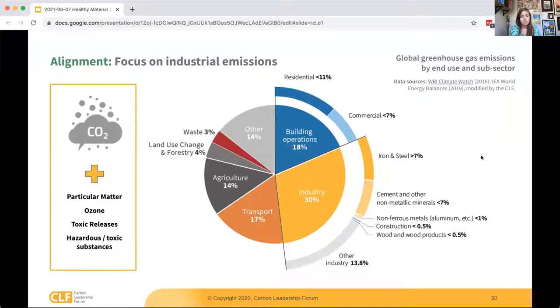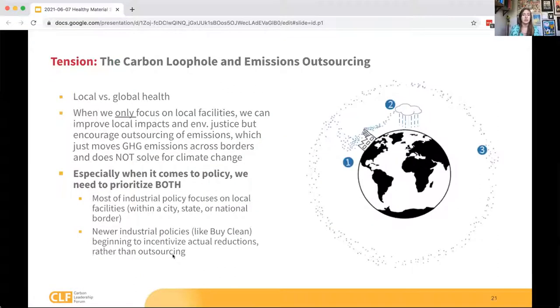There's also alignment because of the focus on industrial emissions. So this is looking specifically at greenhouse gas emissions. As I touched on a little bit, there are a lot of other metrics that are not greenhouse gases that have really strong environmental health impacts, whether it's particulate matter, ozone, lead, and other toxic releases. But there is alignment in that both of these are focusing on industrial facilities. And so there's an alignment between the policies that are looking at both of these in that way.